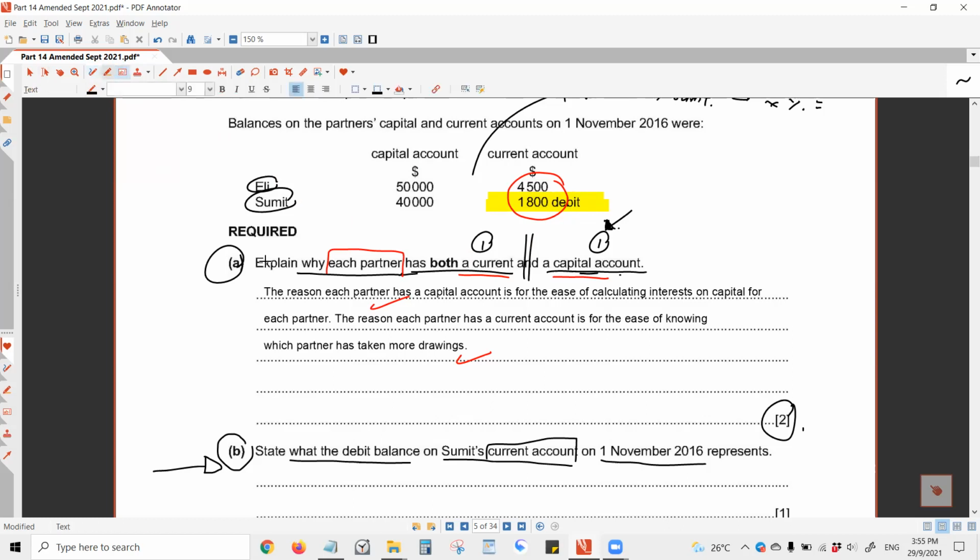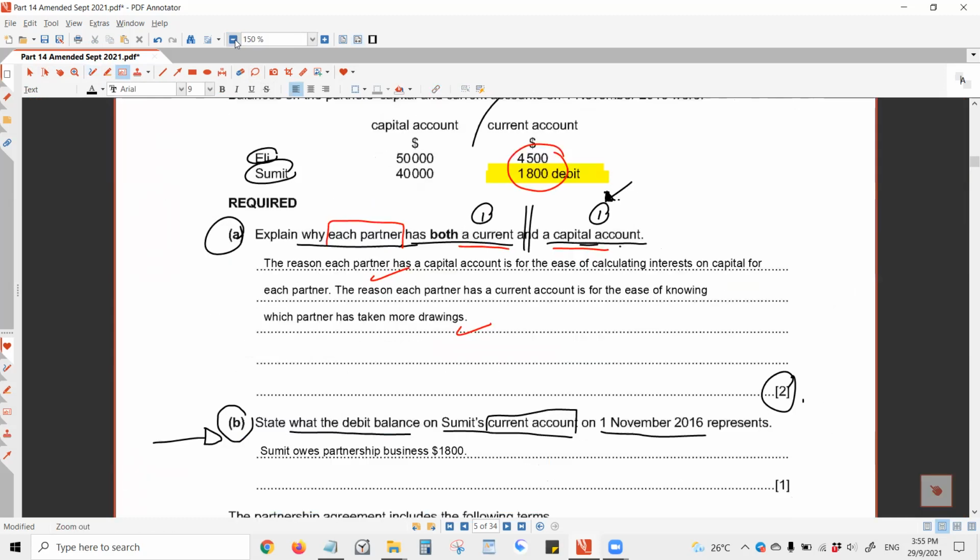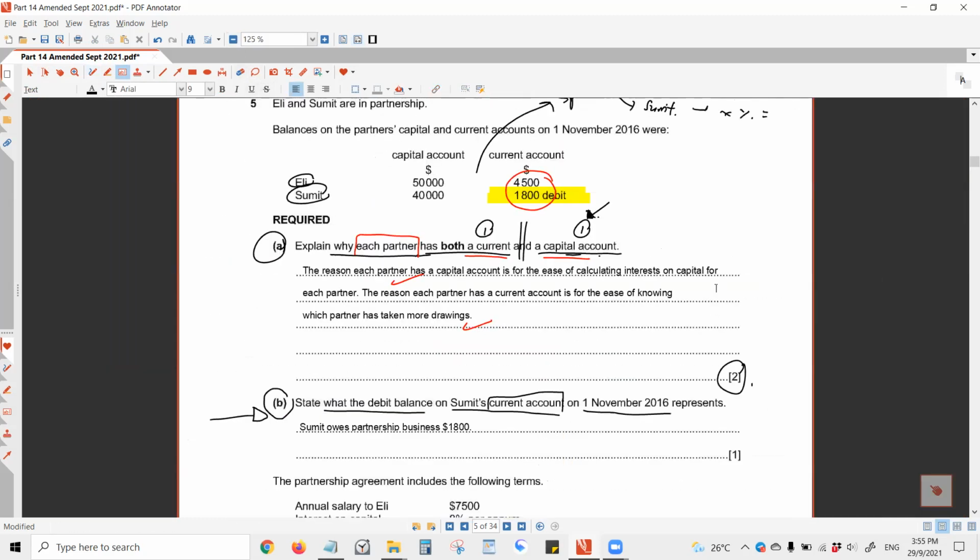So you write together with me. Sumit owes the partnership business $1800. As simple as that. Really as simple as this. I show you more.